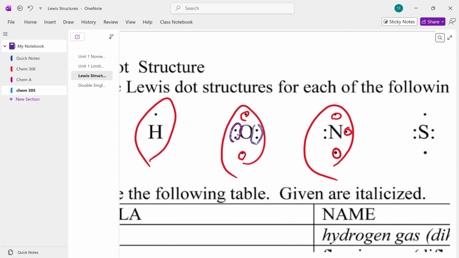Doubletons. Now, it's important to distinguish between the two because the only things that are going to do bonding are singletons. Okay.